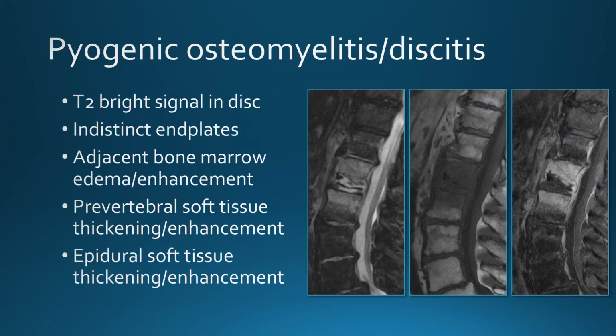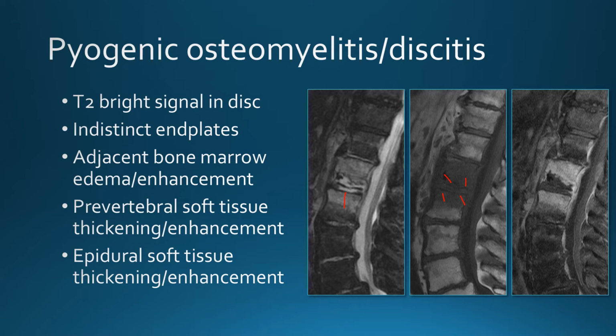So what do we see? A number of findings are typical. T2 bright signal in the disc is a good finding. Unfortunately, sometimes we'll see T2 bright signal in a degenerated disc. But if you see it, you certainly need to be concerned about infection. Indistinct end plates, I think, are best evaluated on the non-contrast T1, where the end plates are very indistinct, partly because of adjacent bone marrow edema.